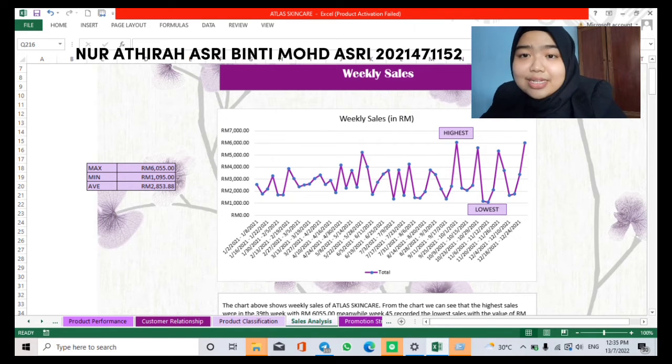The highest sales were in the 39th week with RM 6,055. Meanwhile, week 45 recorded the lowest sales with a value of 1,095. The highest sales in the 39th week were because of the preparations for the upcoming Mother's Day celebration.